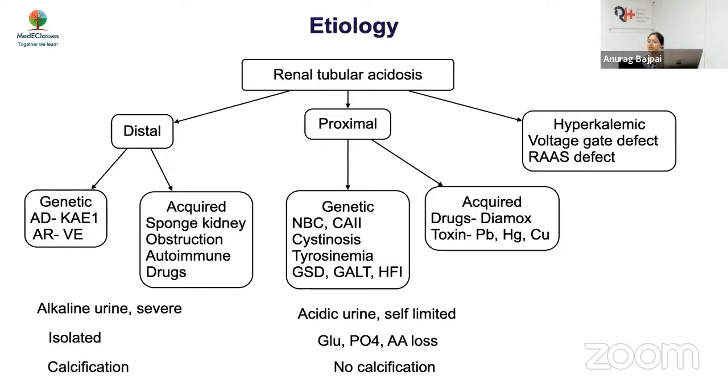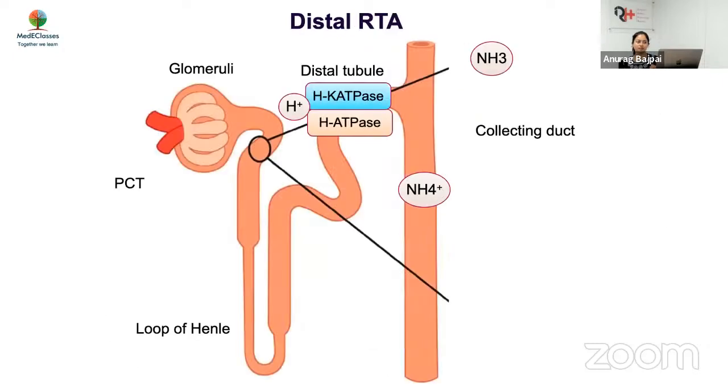Type 4 or hyperkalemic RTA is because of voltage gate defects or RAS defects. It presents with a milder tubular acidosis with hyperkalemia and low sodium.